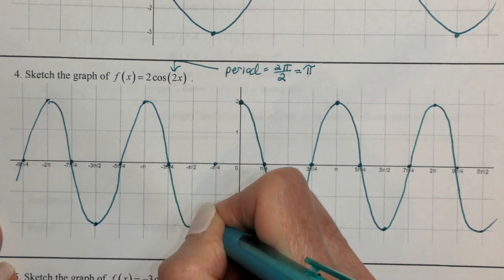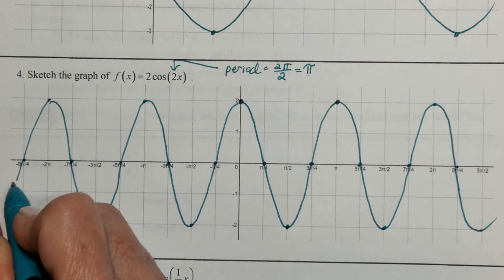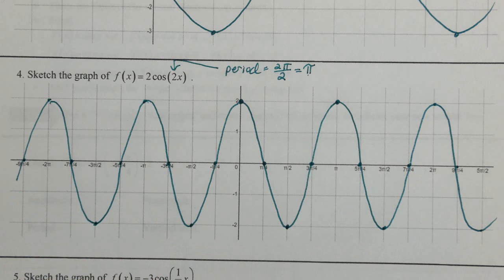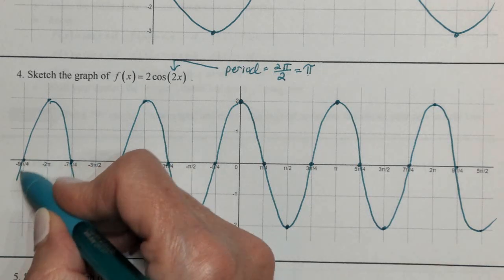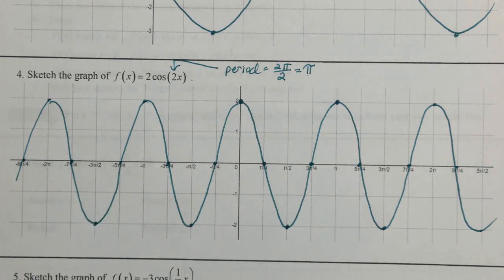Notice on these when I draw them that I don't put an arrow here, okay? And I encourage you not to put an arrow there. If you do, I will know what you mean. However, if you put an arrow here, it looks like it continues down, and it doesn't continue down. It continues making this wave, right? So I encourage you not to put arrows on these.